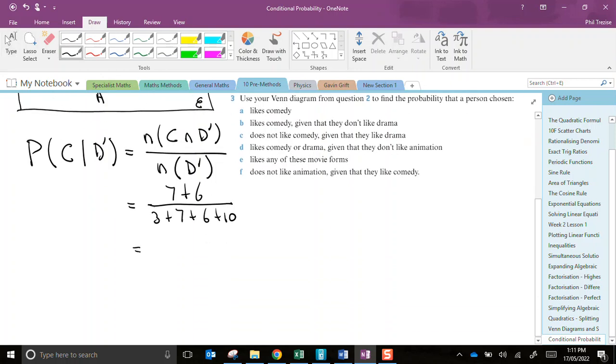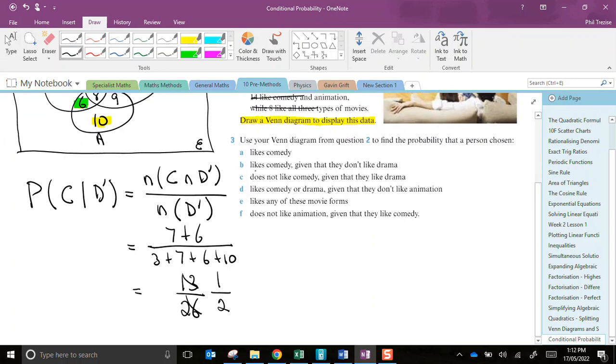Now it won't take long to finish this off. That's a 13. Now 3 plus 7 is 10, plus 6 is 16, plus 10 is 26. And we would cancel that to be 1 over 2. So that's just that question there.